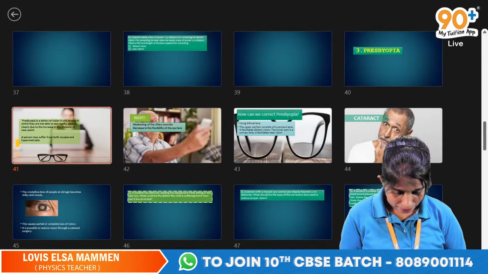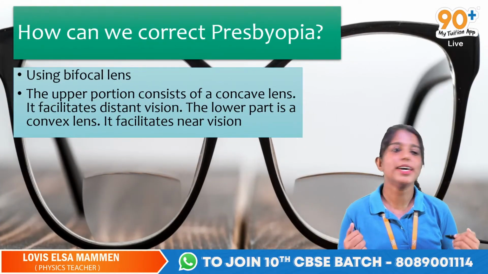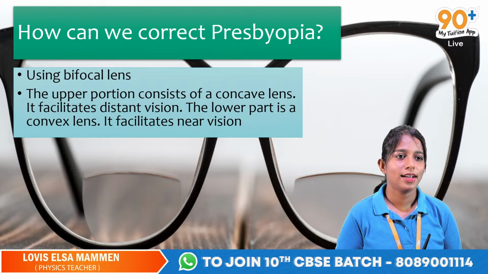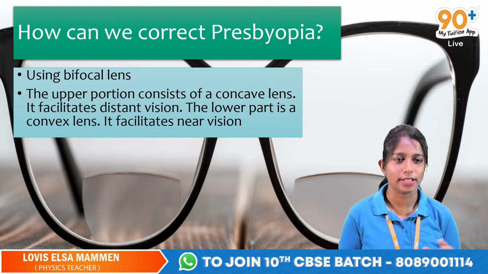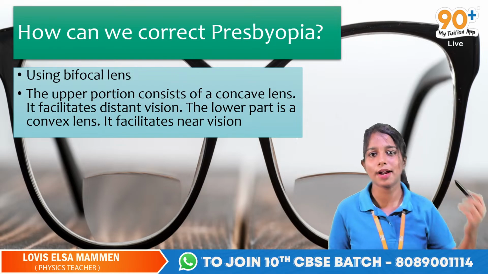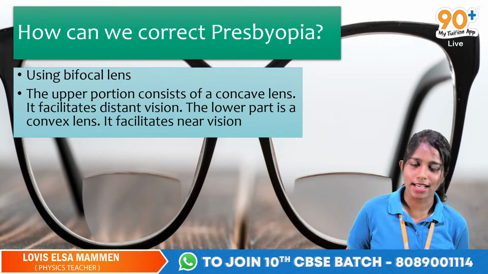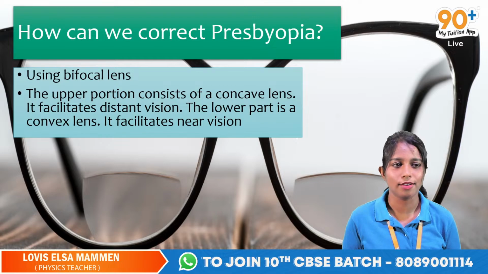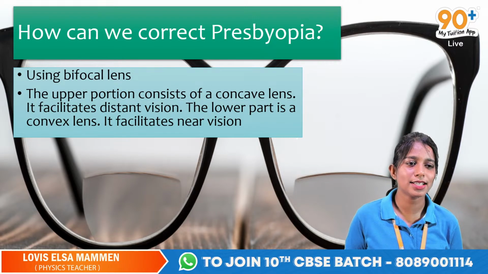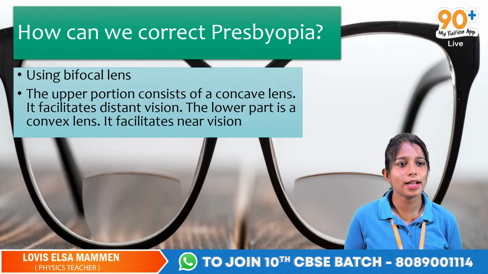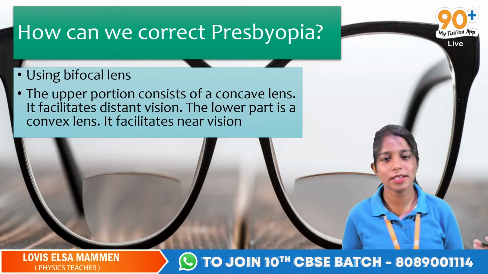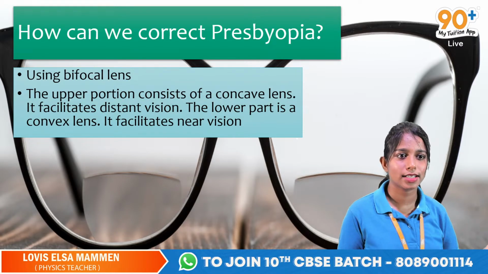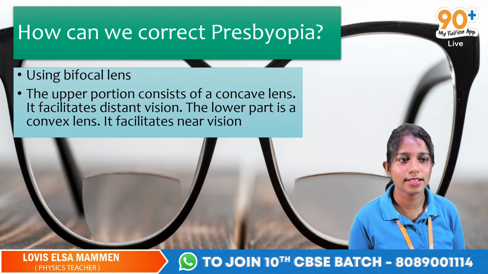Fine. So now there is one more defect. Normally there are three defects, but there is one more defect. Blindness can happen at any time. Have you heard about it? Cataract. So that is also a defect.